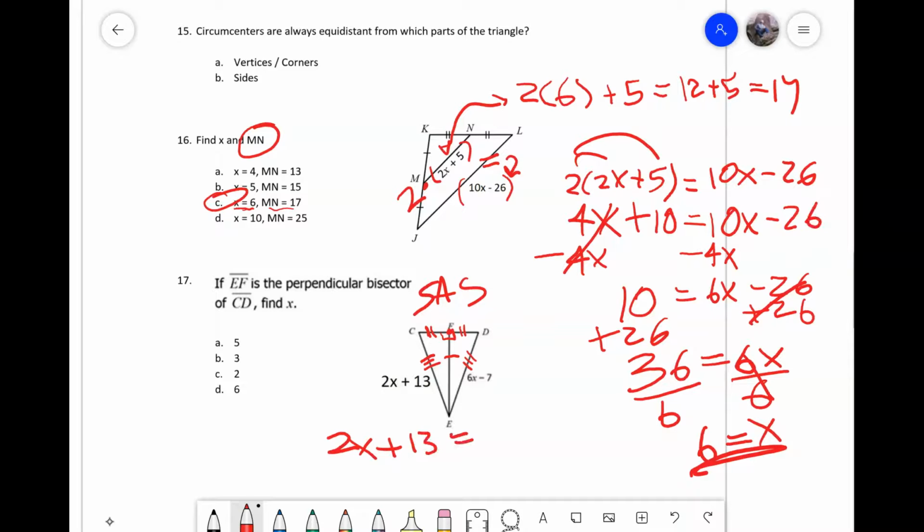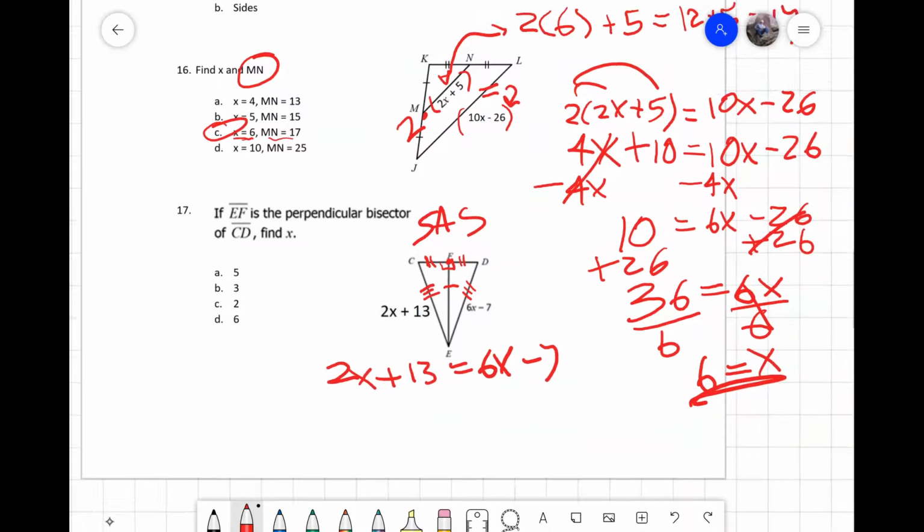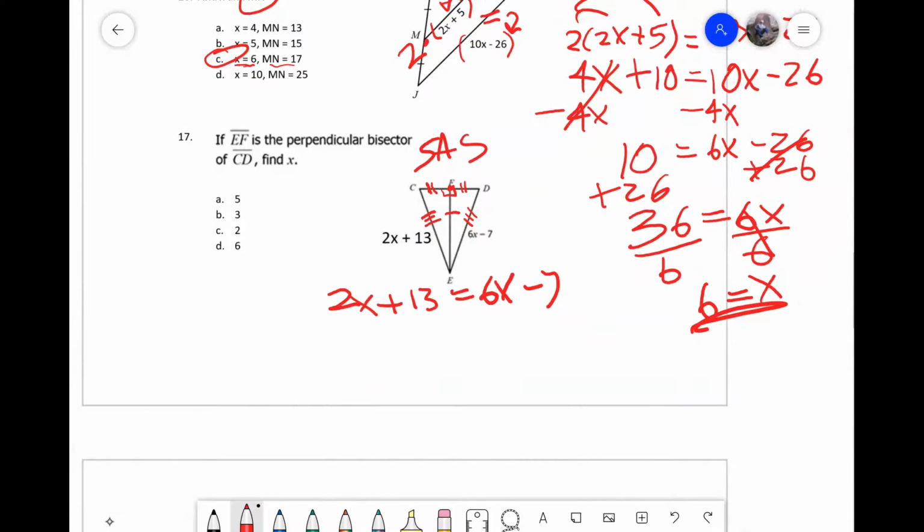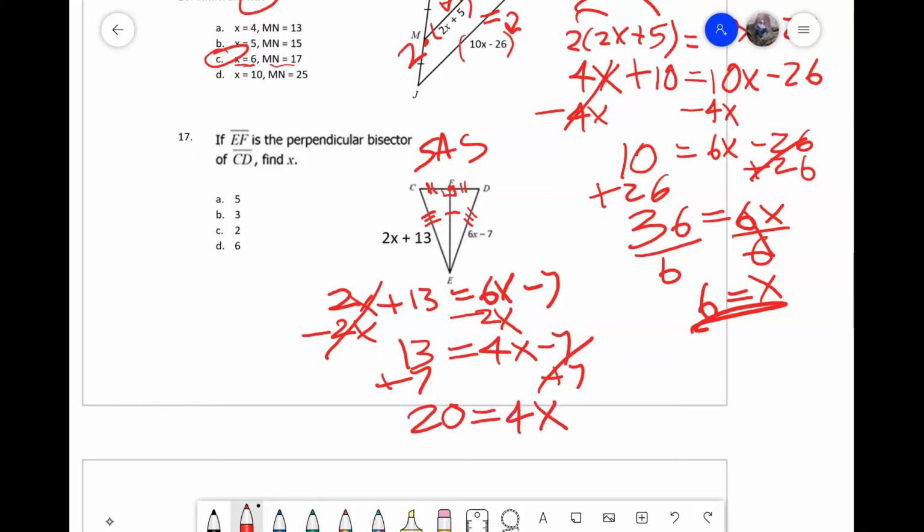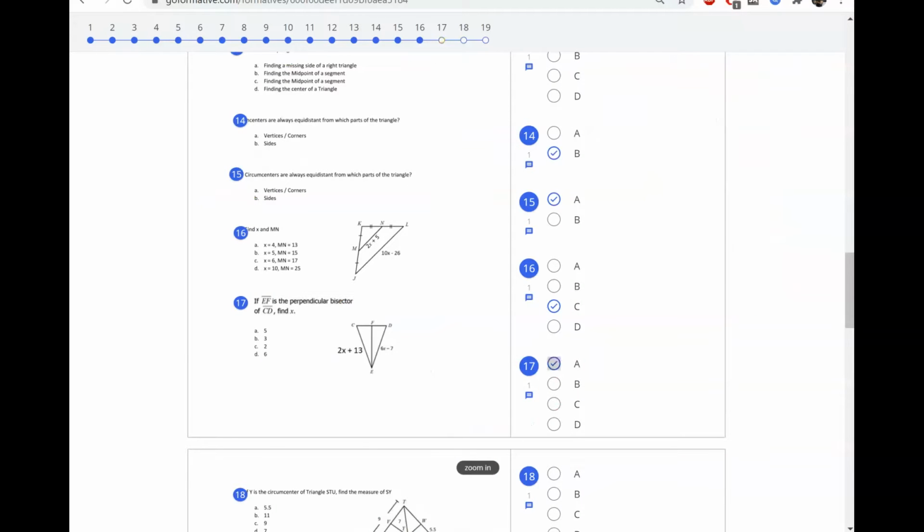2x plus 13 equals 6x minus 7. And again, when x is on both sides, you get rid of the smaller x, so minus 2x. Bring down 13 equals 4x minus 7. And then to get rid of that constant minus 7, add 7 to both sides, which gives me 20 equals 4x. And then my last step to get rid of that coefficient is to divide by 4. 20 over 4 is 5. So 17 is A.